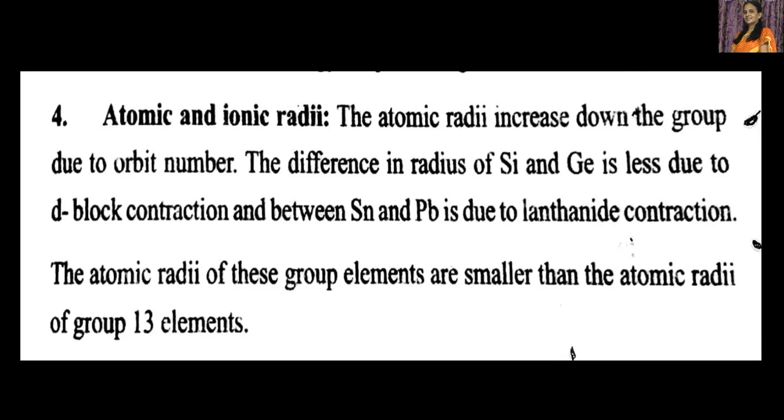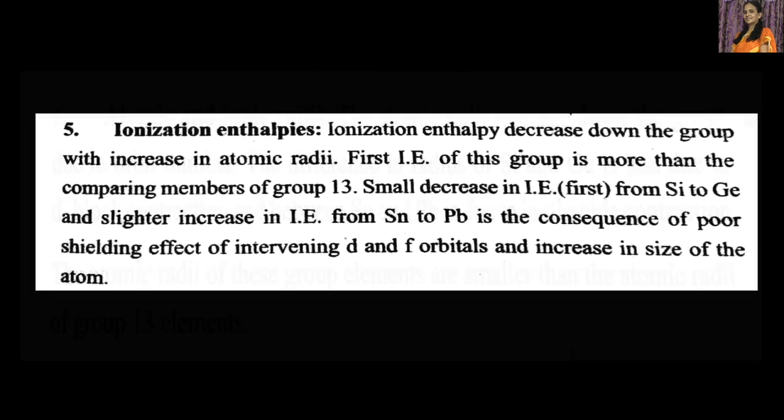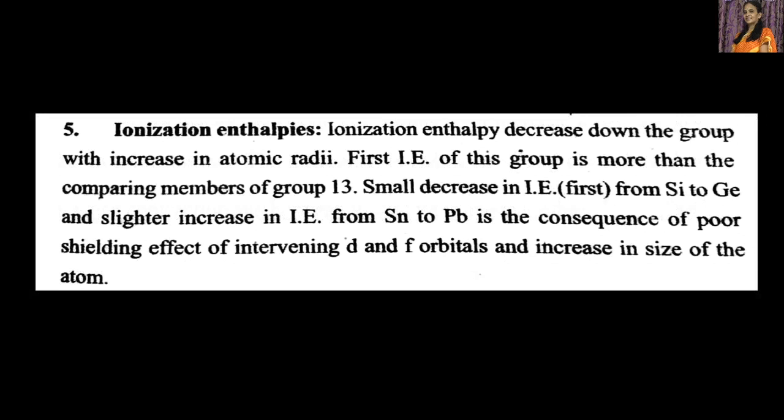The atomic radii of these group elements are smaller than the atomic radii of group 13 elements. From group 13 to 17, as we know, the atomic radii decrease across the periodic table. Therefore, the atomic radii of group 14 elements are smaller when compared to group 13 elements. Next is ionization enthalpy or ionization energy.